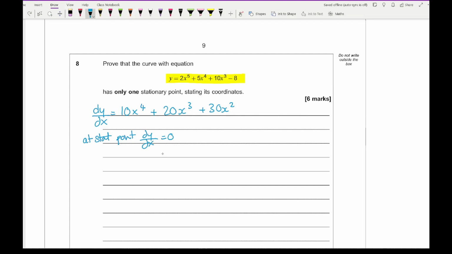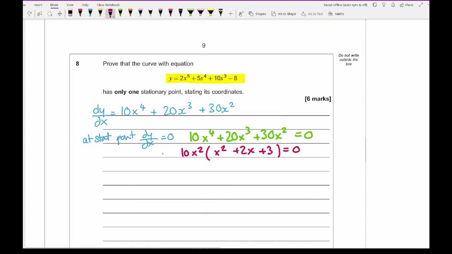So I've got 10x to the power of 4 plus 20x cubed plus 30x squared equals 0. Then I can start cancelling things out by factorising, so I can get 10x squared out, and that then leaves me with x squared plus 2x plus 3 equals 0.